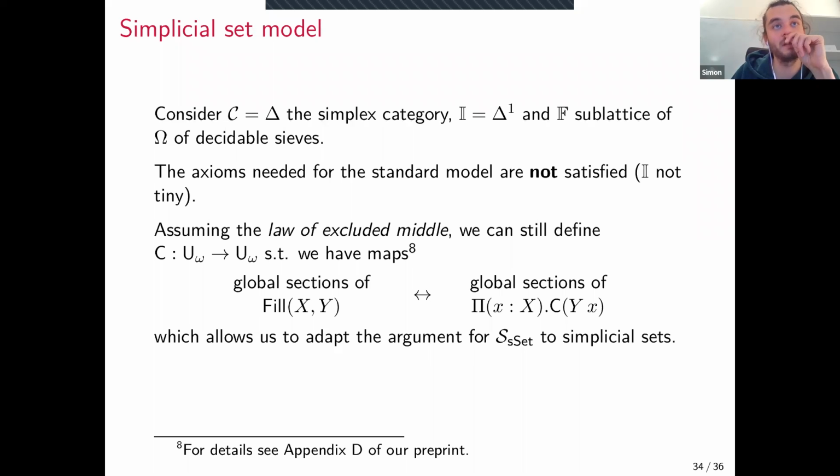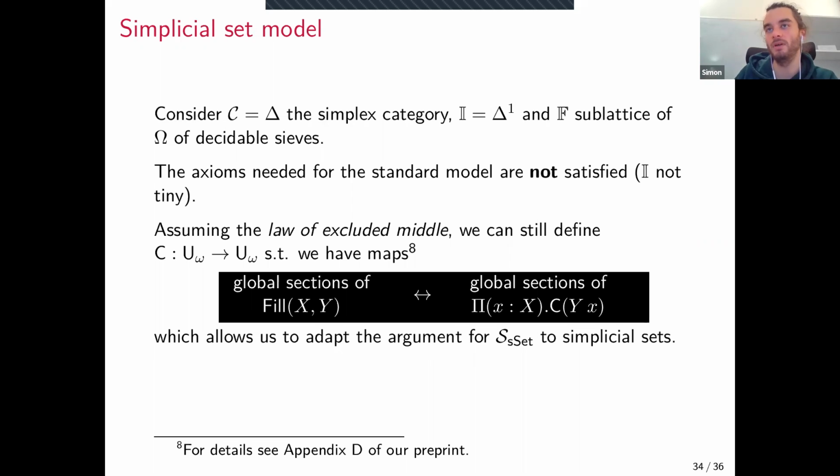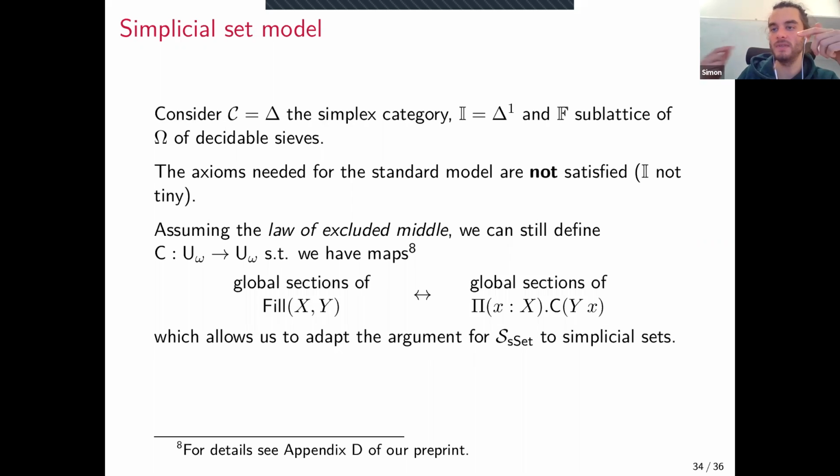But this is an argument, I think by Christian, that if you assume the law of excluded middle, you can still get maps back and forth of this correspondence we had from before. And so you can actually do the same kind of construction as for the standard models before. So this also applies to simplicial sets. Here it's important that we assume classical logic.